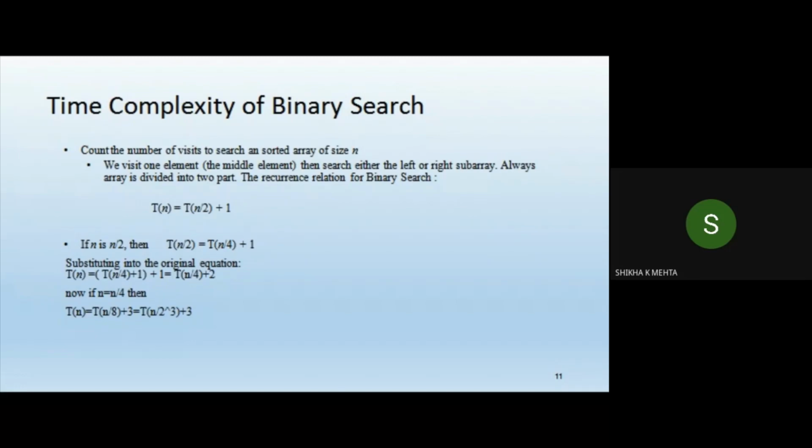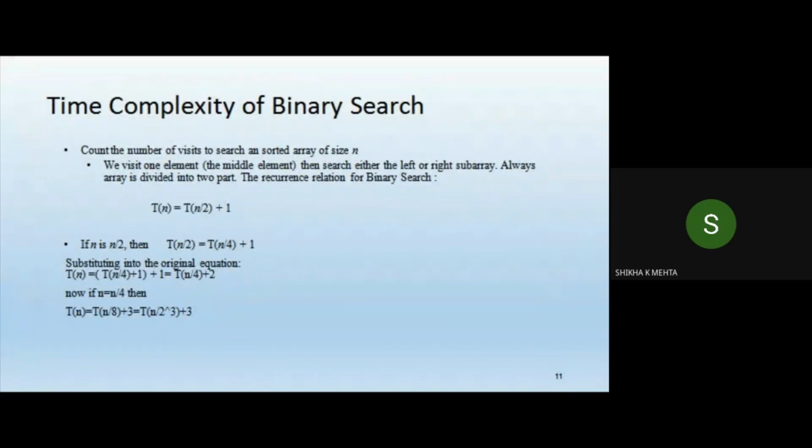The recurrence relation of binary search is T of n is equal to T of n by 2 plus 1. So if n is equal to n by 2, then we get T of n by 2 is equal to T of n by 4 plus 1. Similarly, if we keep on iterating this process and apply the iterative method, we get T of n is equal to T of n by 4 plus 1 plus 1, that means T of n by 4 plus 2. If you recall, we have already done this example of the binary search during the asymptotic analysis.